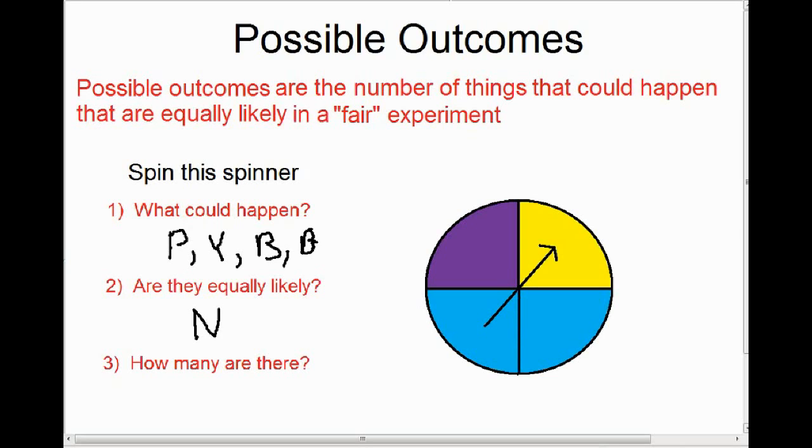So now that we've broken this circle into 4 sections that are the same size, when we ask ourselves, are the outcomes now equally likely? The answer is yes. And how many outcomes are there? There's 4 possible outcomes. We could get purple, we could get yellow, we could get blue, or we could get blue. And we have to say blue twice because we have to make the pieces the same size in order for this to be a fair experiment.